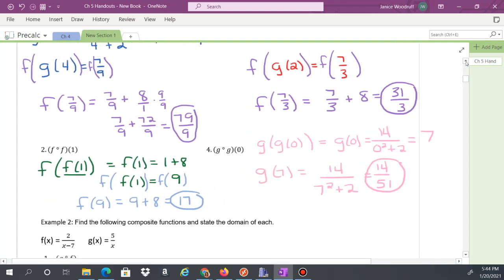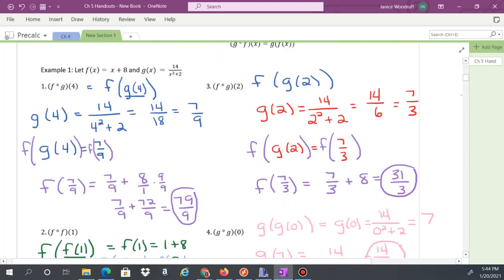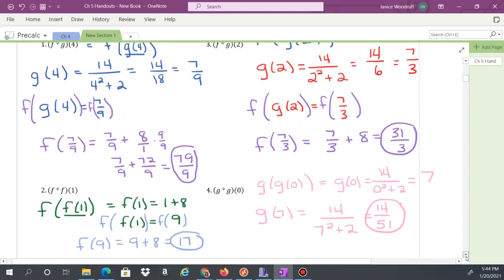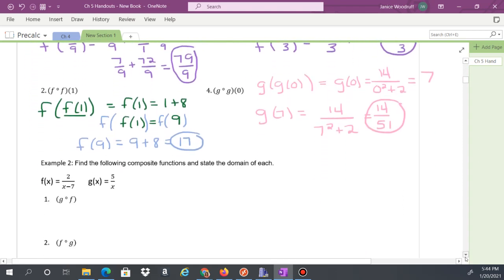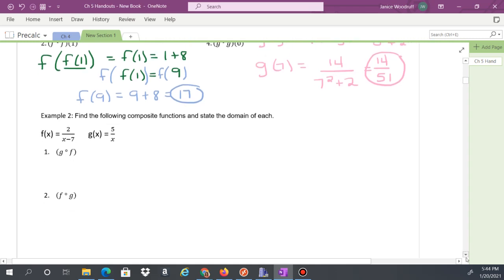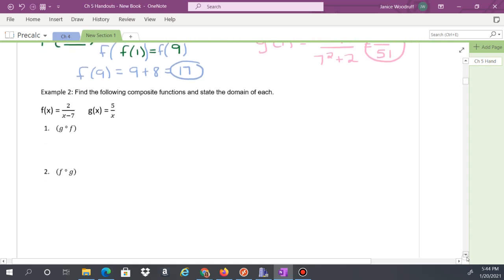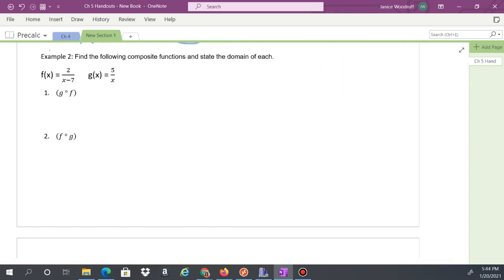Okay, and did we have to do the domain of these? No. Since we were finding the numerical values, we're not doing the domains. Then we have example 2, where you would do the composition function and then find the domain. And I didn't put of x, but they should be just of x here, if you want to add that.